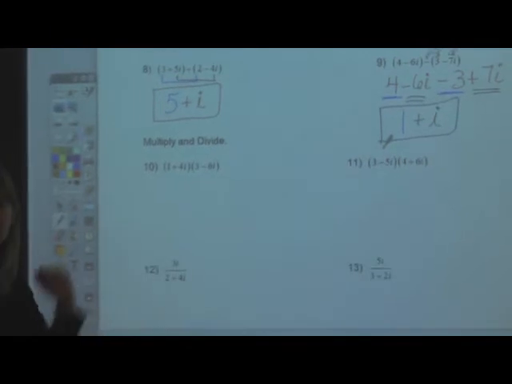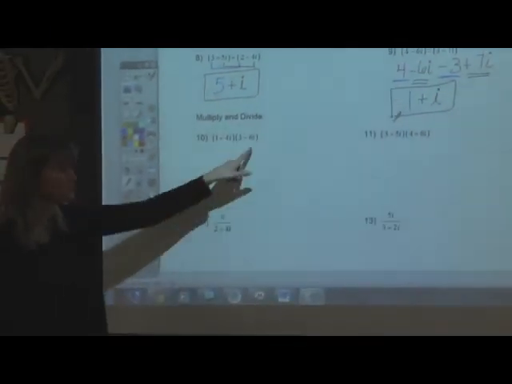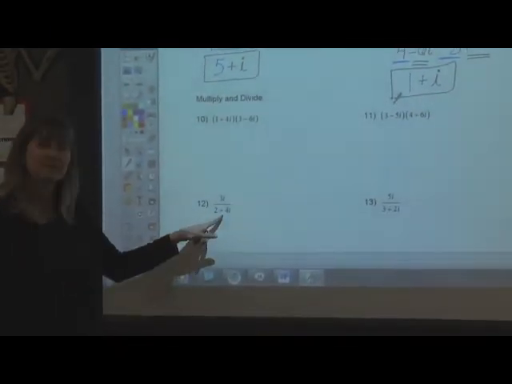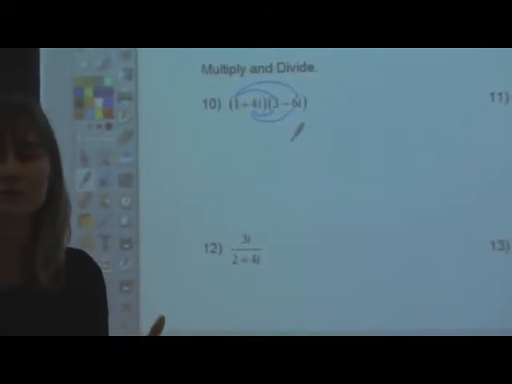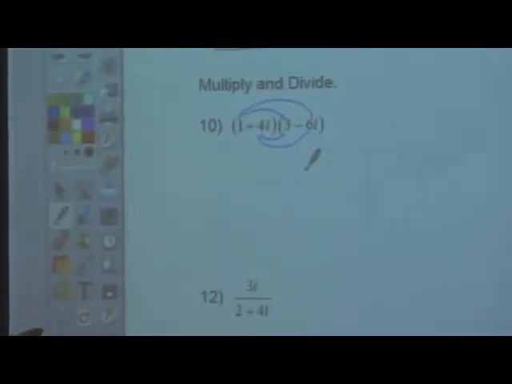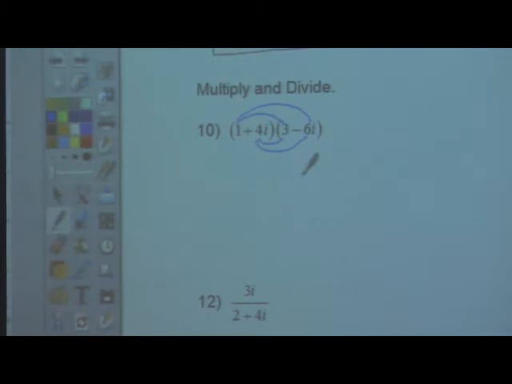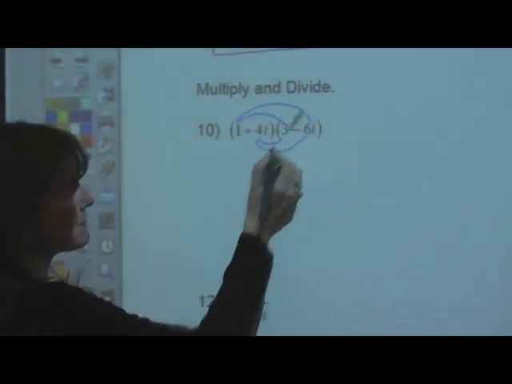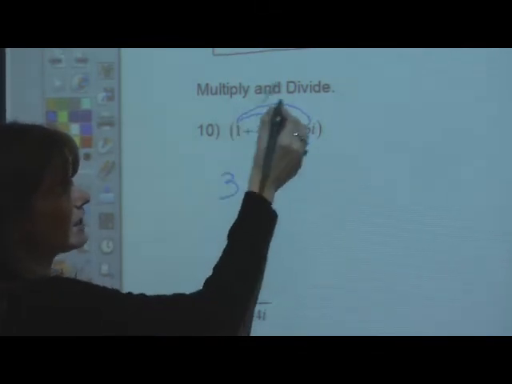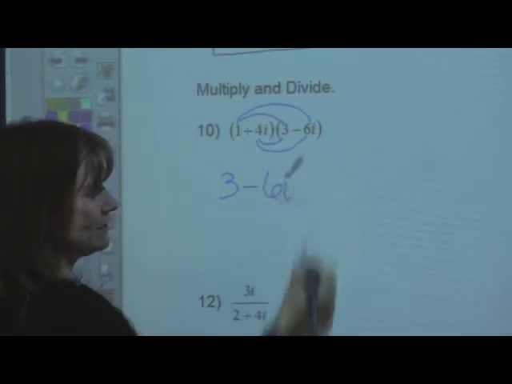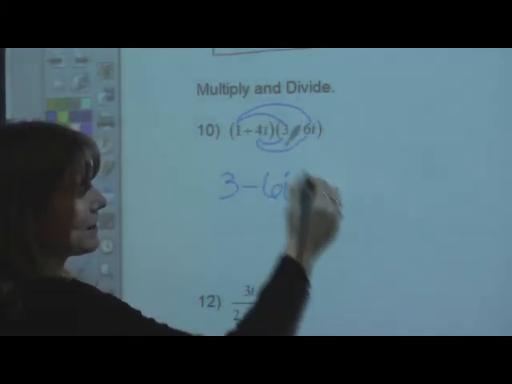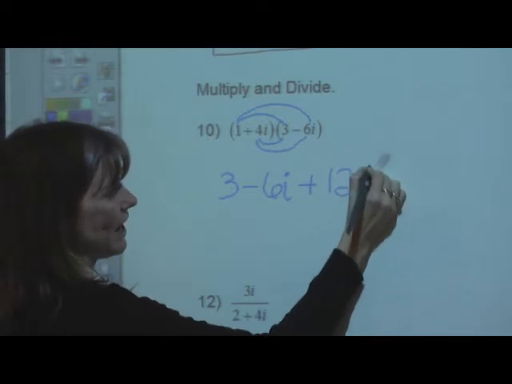Multiply, you do the same thing that you would normally do when you multiply two binomials. And divide, we're going to use the complex conjugates to help us out. So let's talk about multiply. When I'm multiplying two binomials, I have to distribute. It's the same thing here. It's just instead of an x, again, you're using the letter I. 1 times 3 is 3. 1 times, don't forget, a negative 6 is a negative 6i. 4i times 3 is a positive 12i.